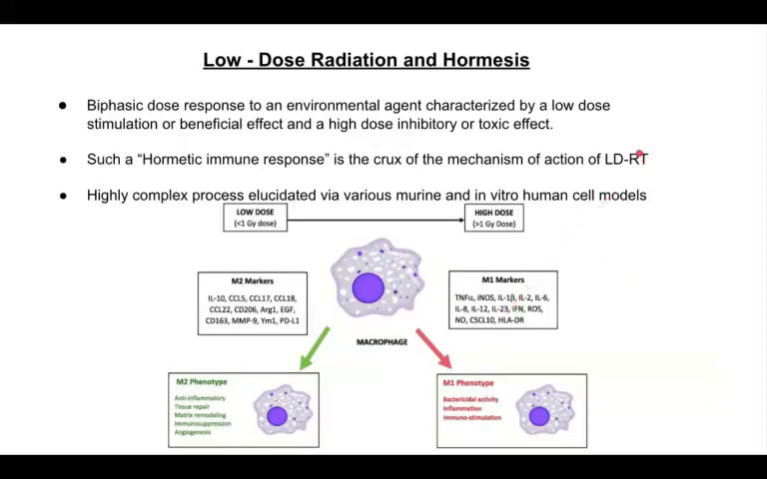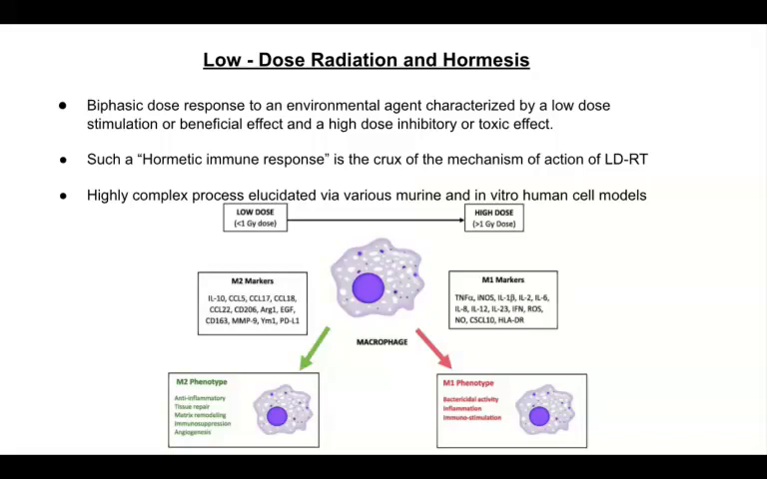So essentially what it says is you have any environmental agent, or you could say a drug, or in this case we talk about radiation, and low doses would stimulate or have a beneficial effect, and high doses would have an inhibitory or a toxic effect. And this is termed hormesis. And this hormetic immune response is the crux of the mechanism of action of low dose RT.